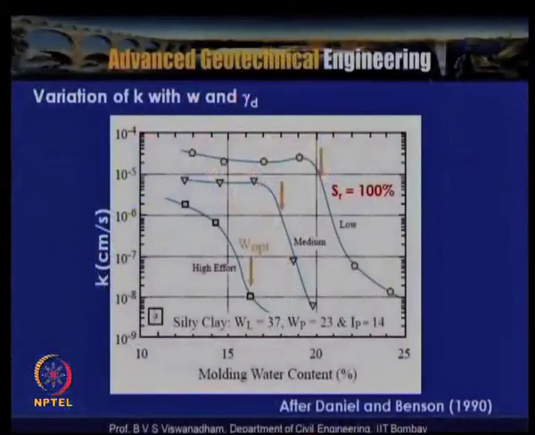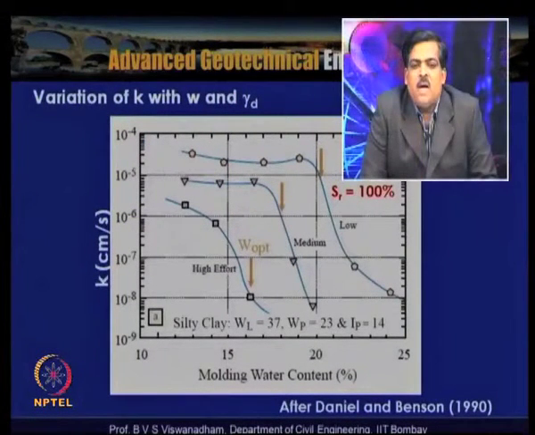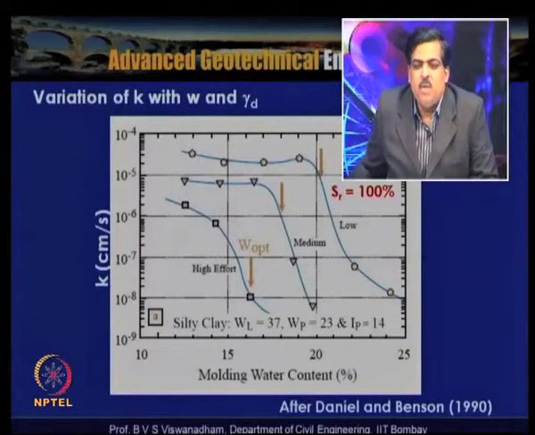In this particular slide, the variation of K with water content and gamma d, real test data reported by Daniel and Benson 1980, is presented here. On the vertical axis, the permeability K is given in centimeter per second, and the molding water content is given on the x axis. This is basically a silty clay with liquid limit 37% and plastic limit 23%, hence plasticity index is about 14%.